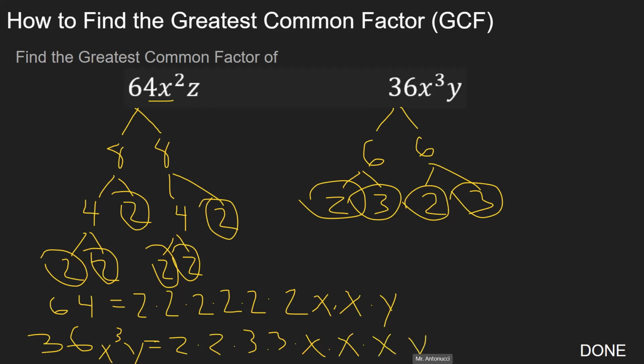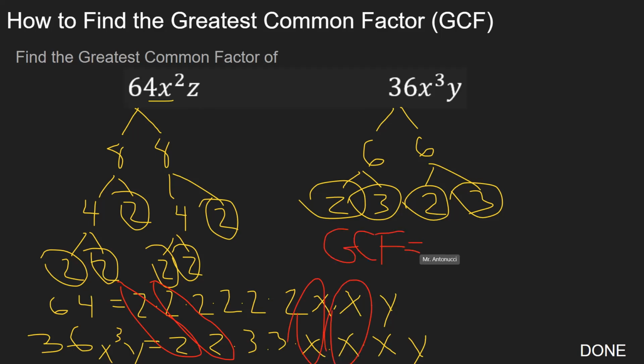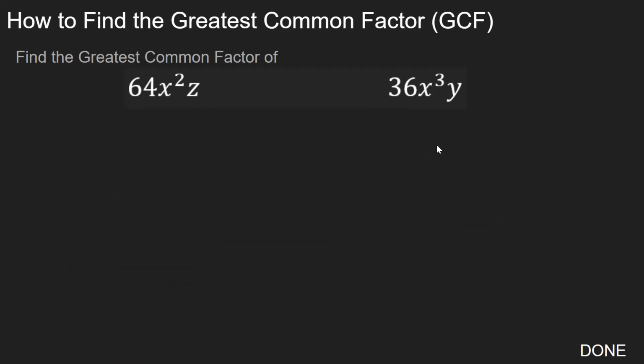Now what you want to do is circle the common factors of everything. So they both contain a factor of 2 and another factor of 2. They don't have any more common factors of 2. There are no common factors of 3. And they each contain a common factor of x. So the GCF is 2 times 2 times x times x, which is 4x squared. So that is the largest factor that will evenly divide into both 64x squared z and 36x cubed y. All right, so hope that was helpful to you in finding the greatest common factor.